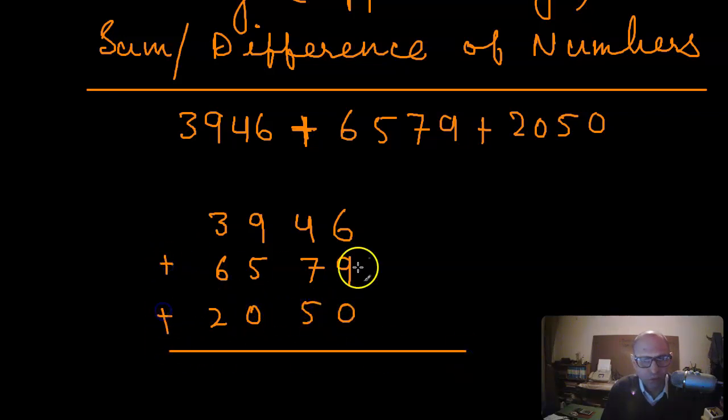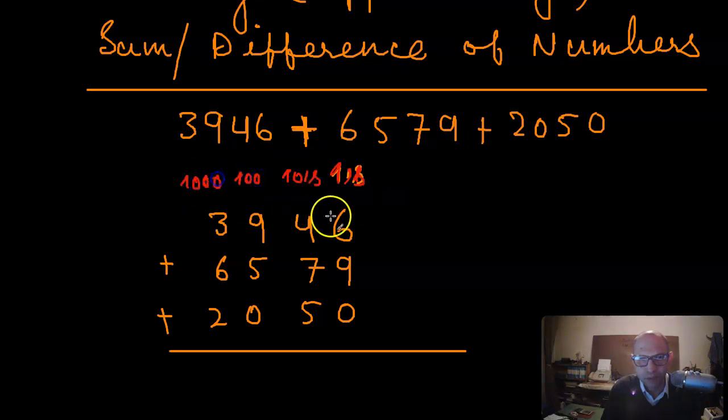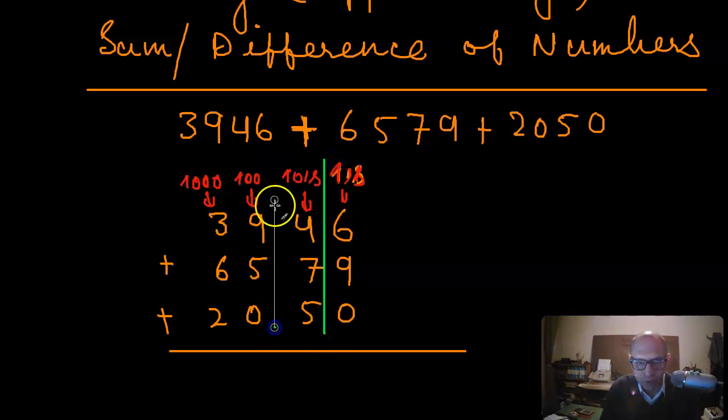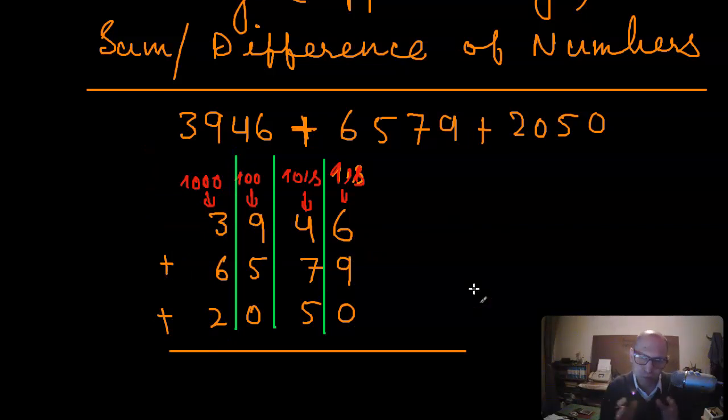And then you would add all of them together. This is the ones place value, this is the tens place value, this is the hundreds place value, and this is the thousands place value. In every number, the digit related to the ones place value is written in the ones place value column, and so on for each column. You just need to make sure that the digits are not written in the wrong columns. Otherwise, the result is going to be wrong, of course, right?